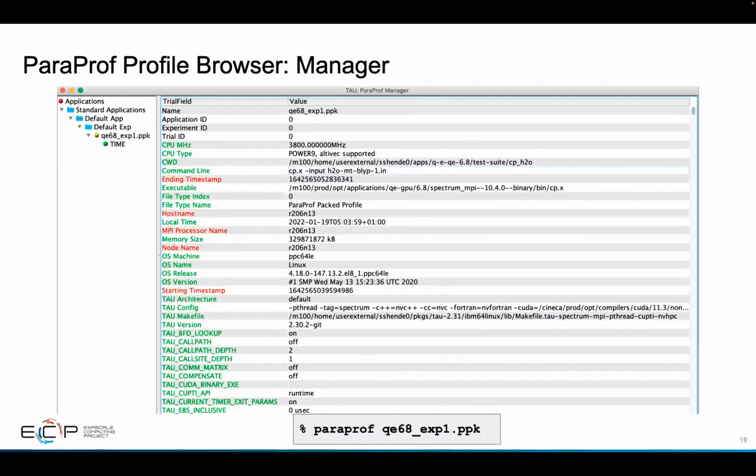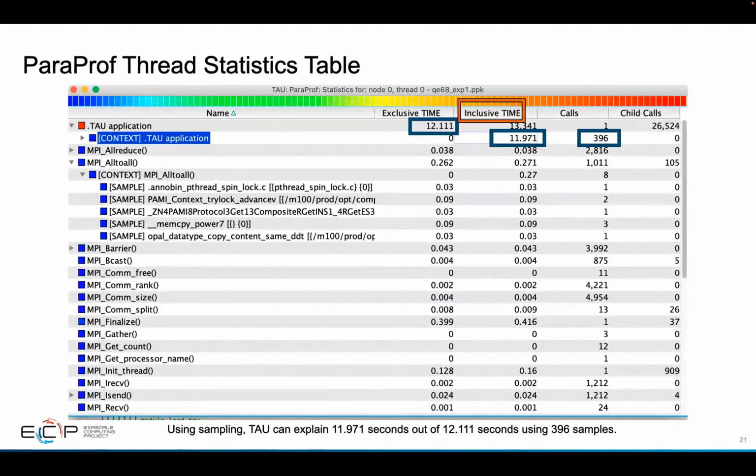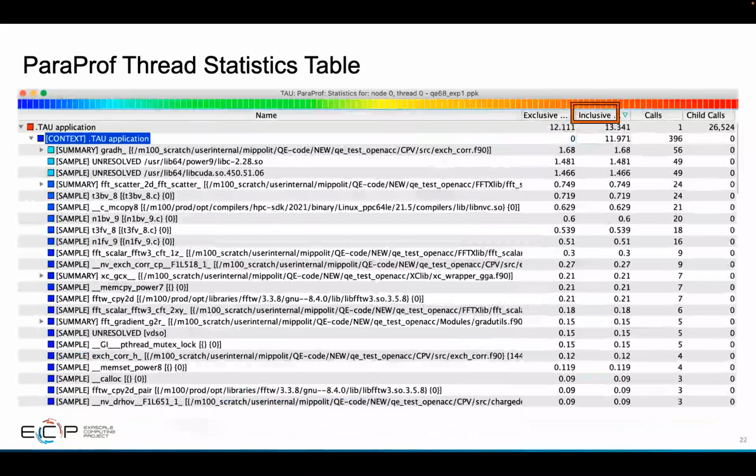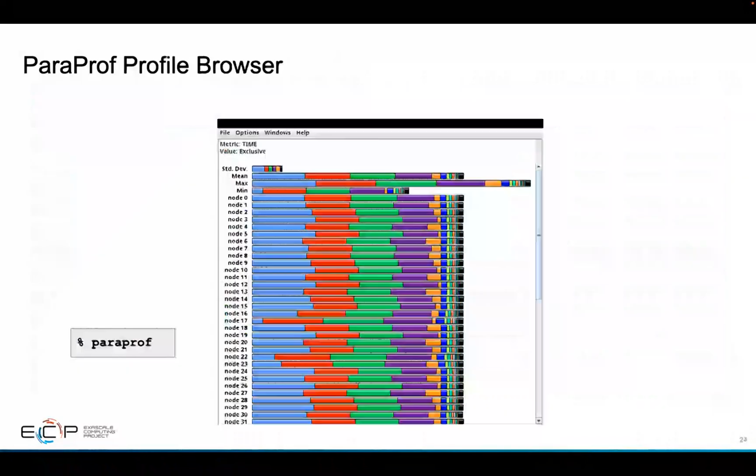This is the manager window. You can see all the other windows here. There's a thread statistics table. You can see the statistics and the time spent in the application. There's a top level timer called .TAU application. That just means that it's from the start to the stop of that particular thread. And you can see the thread statistics table, even delve deep down at the statement level. Here it's saying that at line number 339, it took so many seconds in the code.